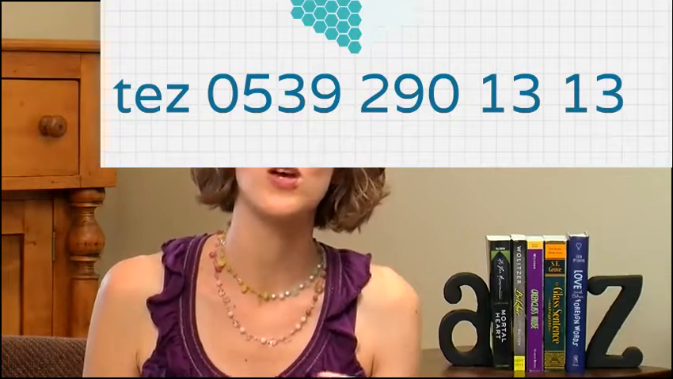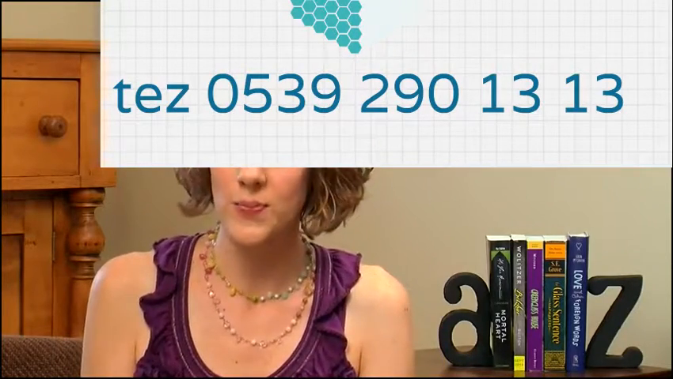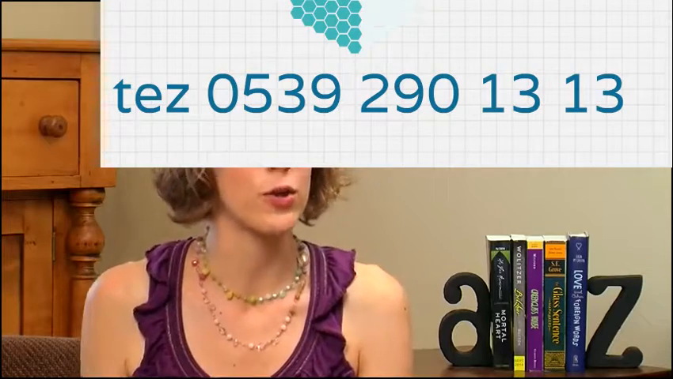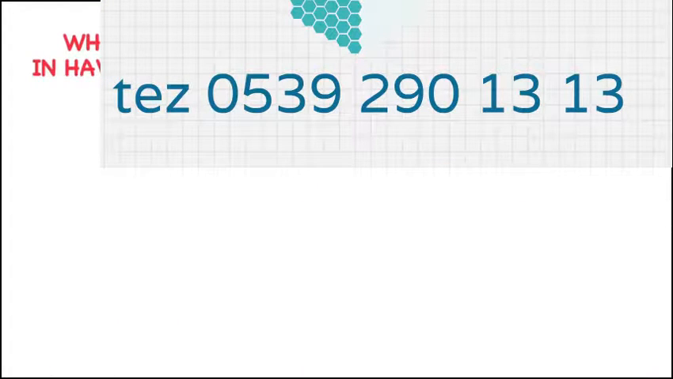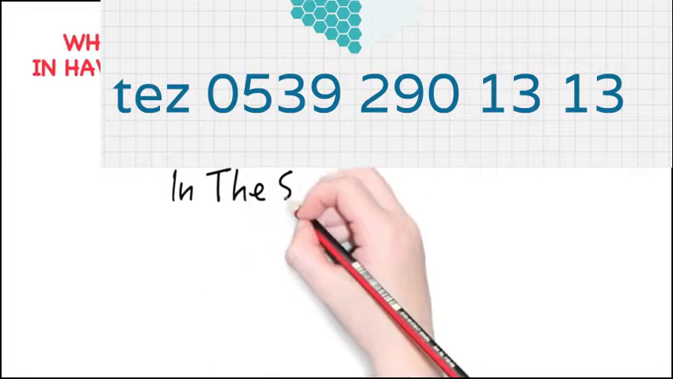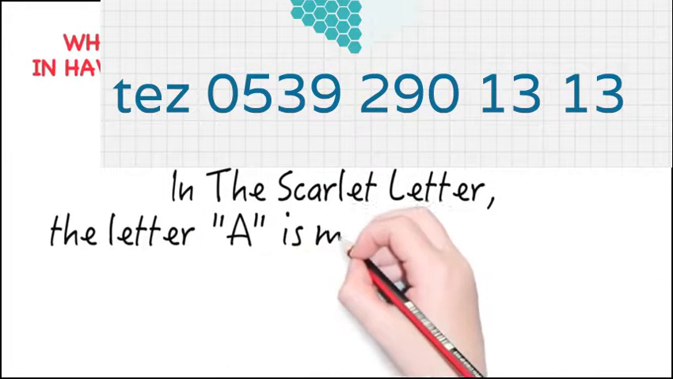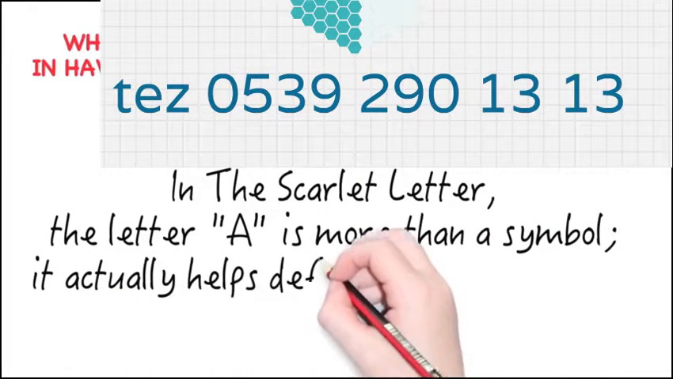Step 2. So now you need to refine your answer. At this point, you'll probably need to look back at your notes about the book to figure out why the A is important. After you do, revise your thesis statement. Question. What role does the scarlet letter A play in Hawthorne's novel, and why is it important? Revised thesis. In The Scarlet Letter, the letter A is more than a symbol. It actually helps define Hester's identity.